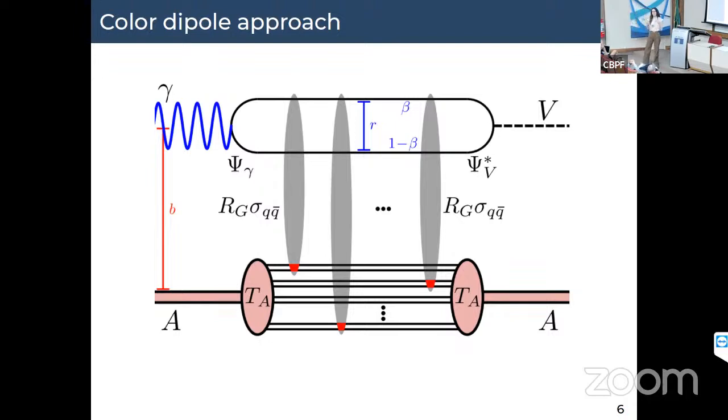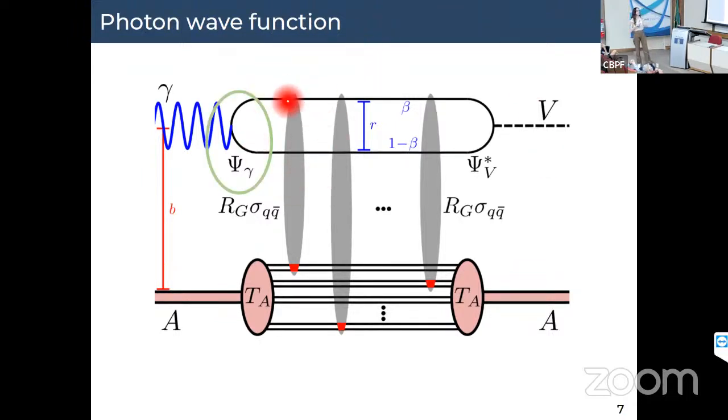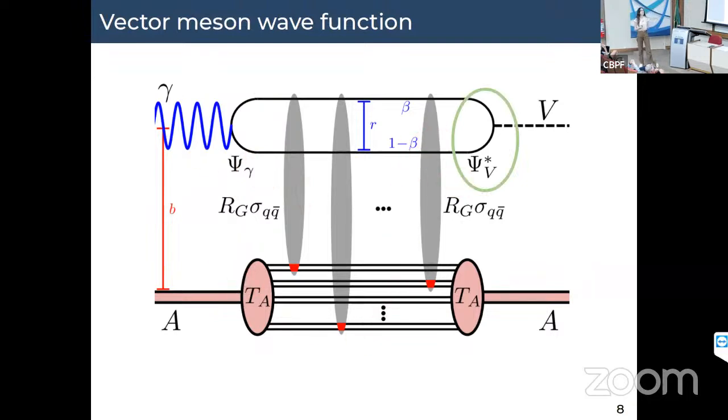I will explain each of these parts now, starting with the photon splitting into the QQ bar pair. This part, the photon wave function, is calculated perturbatively by QED and is very well known in the literature. This part here is the vector meson wave function. Since we are interested in a bound state, a lot of non-perturbative effects contribute to this part of the calculation, so we can't use just perturbative methods. We need a more realistic way to calculate this.